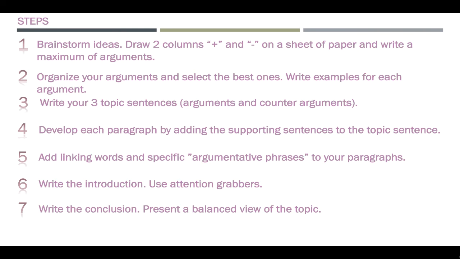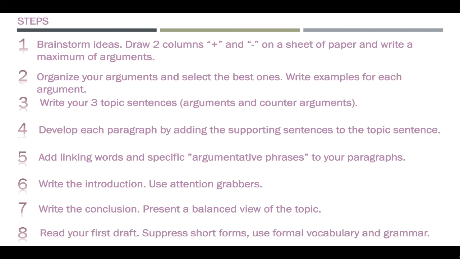7. Write the conclusion. Present a balanced view of the topic. Remember, we are in a for and against essay, so you need a balanced view of the topic in the conclusion. And finally, read your first draft, suppress short forms, and improve your draft. Use formal vocabulary, varied vocabulary, use formal grammar. I must be flabbergasted when I read your argumentative essay. I must find all the words that we saw together in class. I must find all the grammar that we saw together in class, etc. Okay? So 8 steps for the perfect for and against essay.